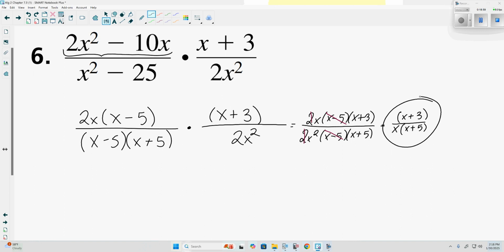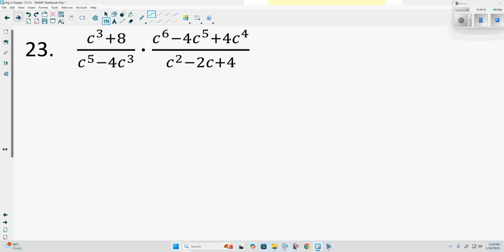Questions on this here? Because once we get the hang of factoring these, simplifying them is not bad. It's really just getting them factored, then simplifying. Questions on this here? Are you ready for the next one?